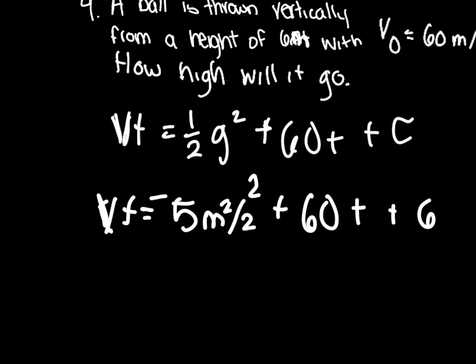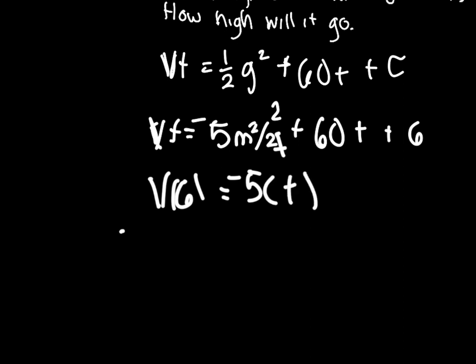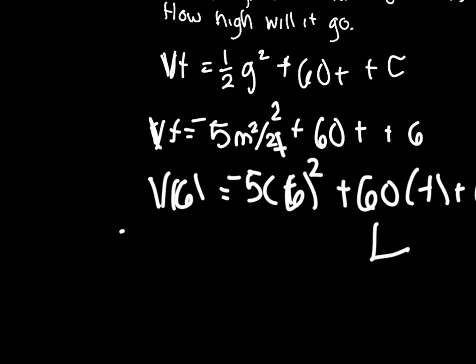hold up, give me 1 second. Say s of 6 equals negative 5 t squared. Oh, I forgot the t here, I'm sorry. Negative 5 t squared, where t is 6, plus 60 t plus 6. Our final answer derives to 186 meters after solving it. And there you have it.